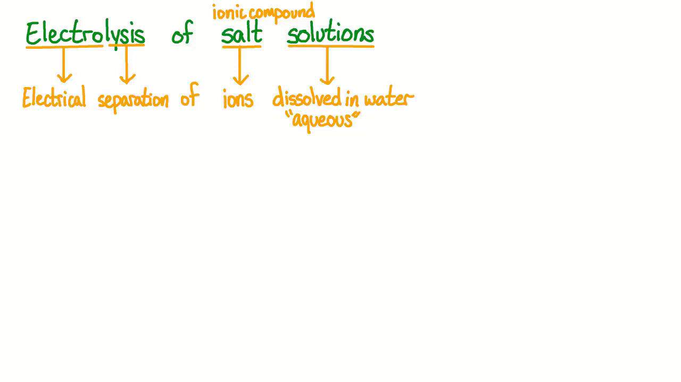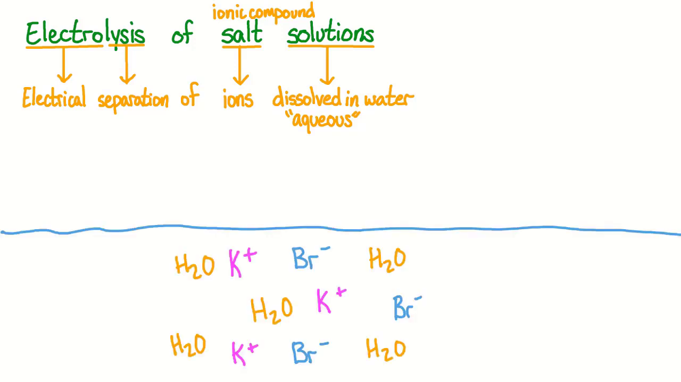Let's take a closer look. We start with a salt solution. For example, potassium bromide dissolved in water. The potassium ions and bromide ions float freely in the water. For visual simplicity, let's erase the water molecules, keeping in mind that these ions are indeed dissolved in water.